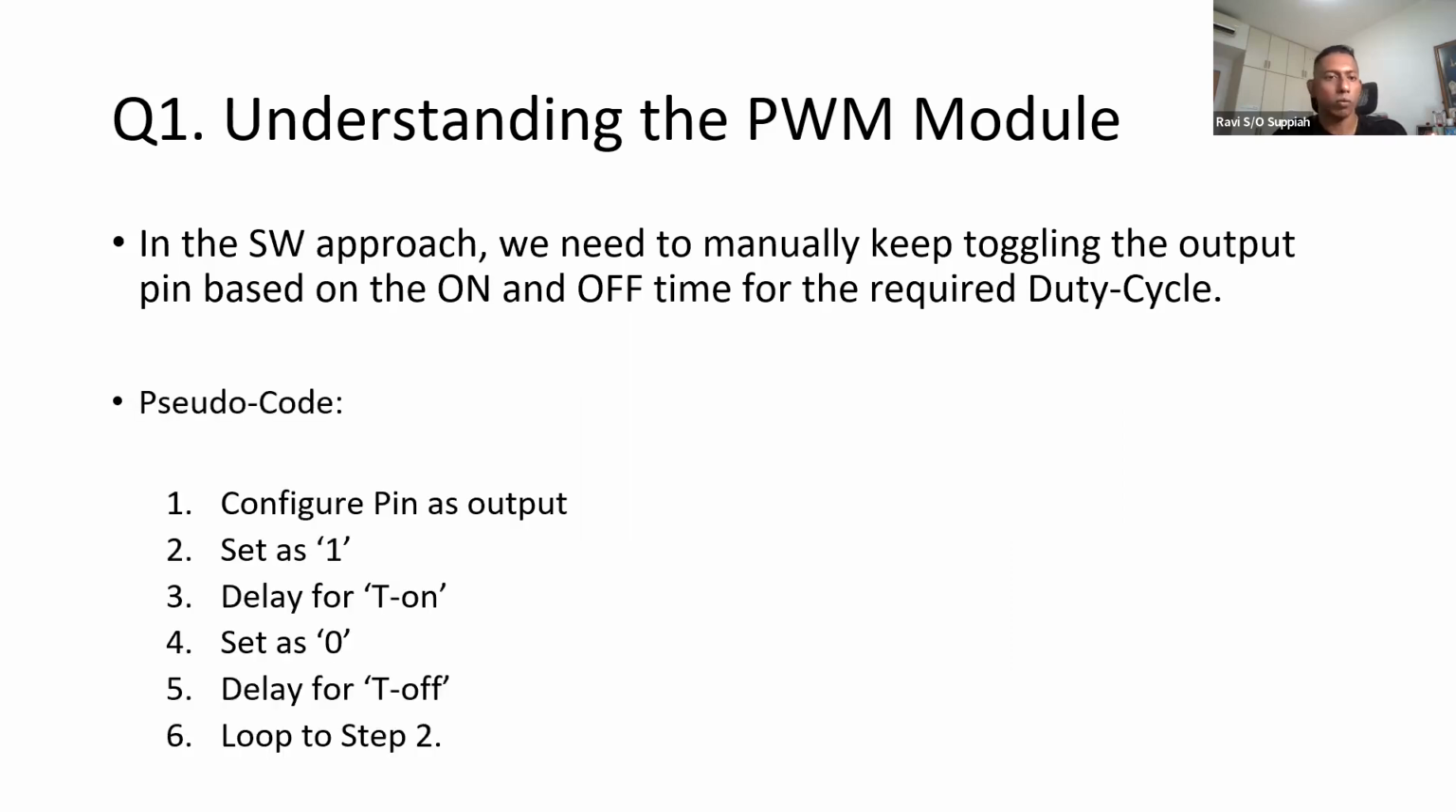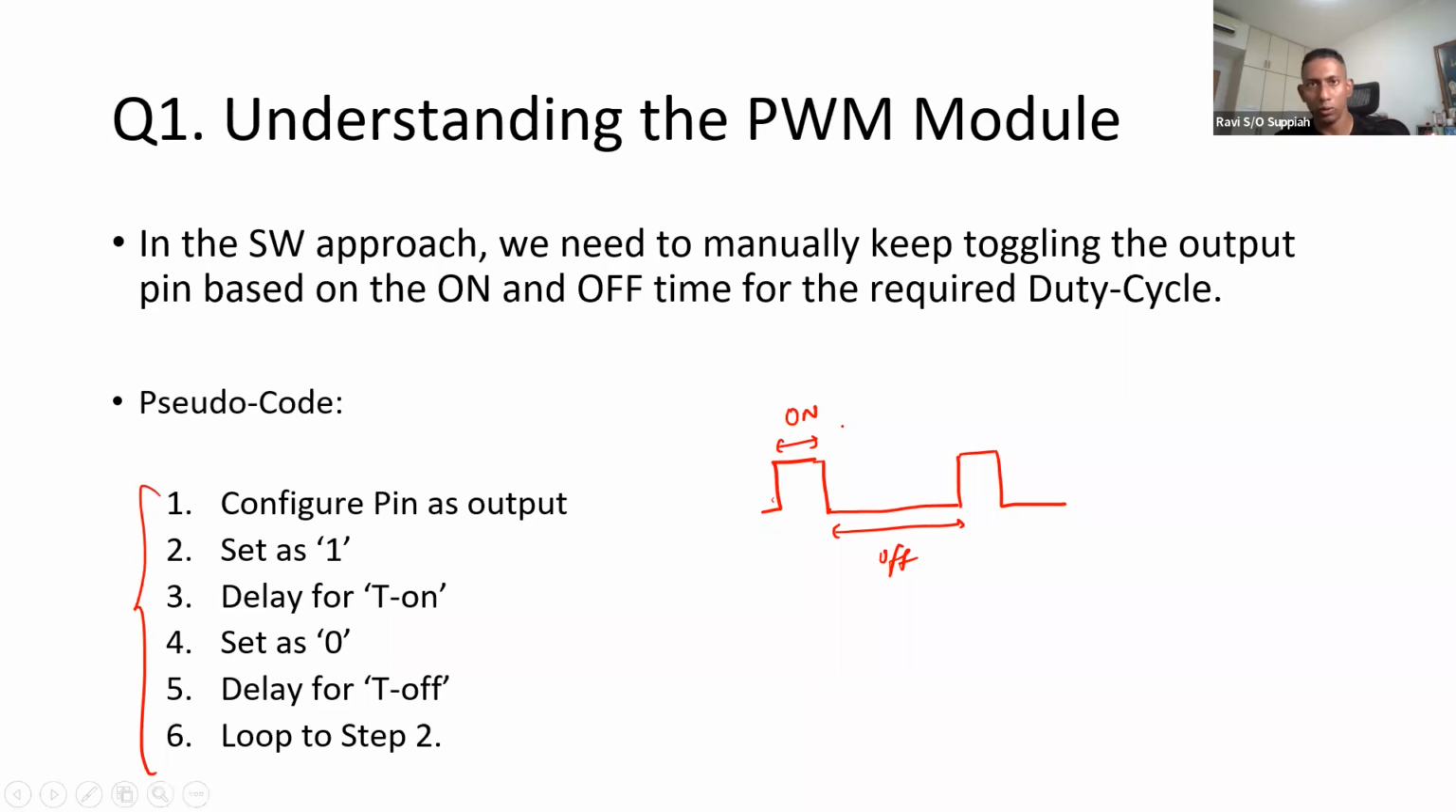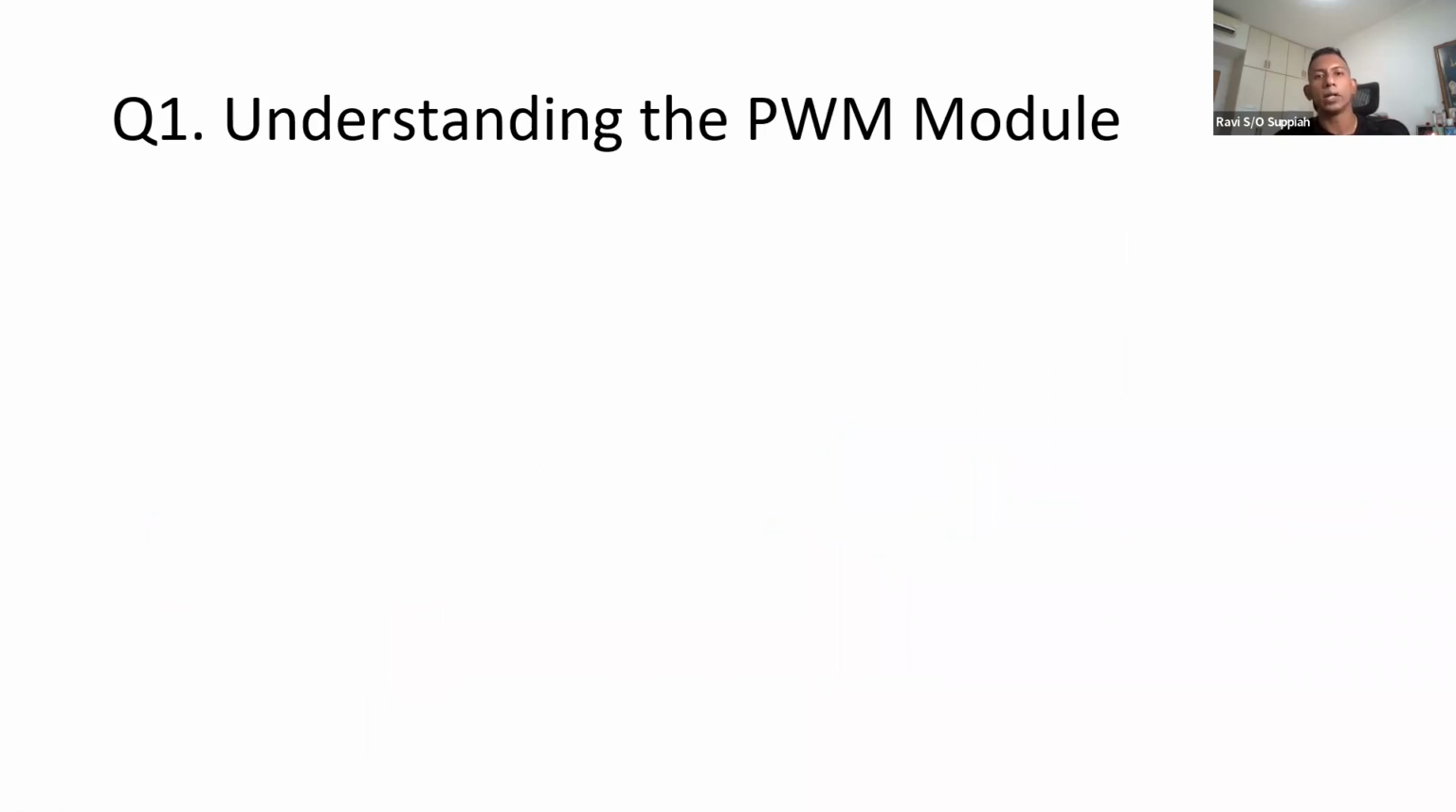In terms of software, the pseudocode is quite straightforward, correct? You configure a pin as output, you set it to 1. After you set it to 1, you delay for T on time. Then you set it to 0 and delay for the off time, and then you loop back to step 1 and repeat. So you can manually perform these steps to generate your own PWM without using the hardware module within the controller.